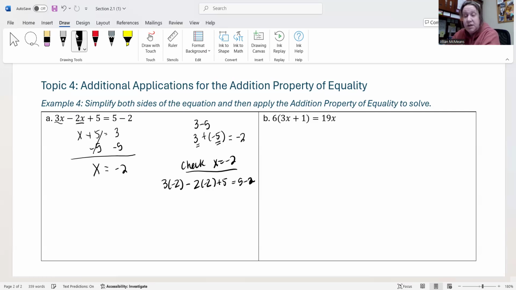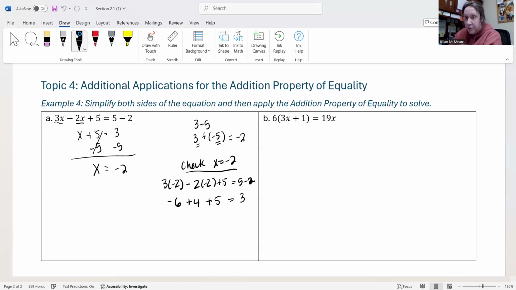All right, and we want to see if replacing the x with negative 2 really does give us a true statement. So 3 times negative 2, we're multiplying two numbers with different signs. That just equals negative 6. Minus 2 times negative 2, I'm going to treat the minus 2 like a negative. So negative 2 times negative 2 is positive 4. So I'm going to bring that down as plus 4.